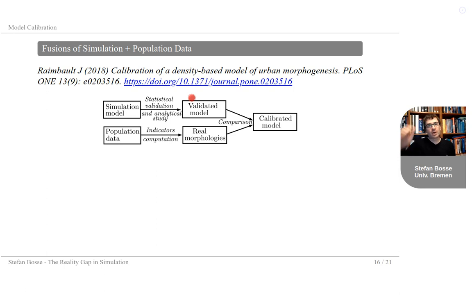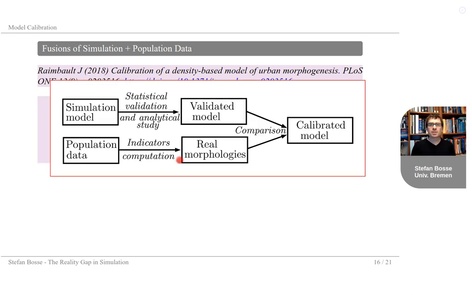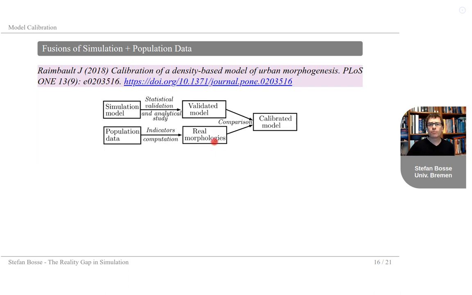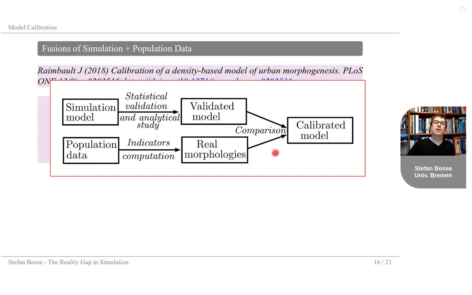So fusion of simulation and population data was already performed, for example here by Rainbow, calibration of a density-based model of urban morphogenesis. So we have a simulation model, we perform statistical validation, we have analytical studies that create a validated model, then we have population data, we have indicators, we have to compute indicators that mean aggregate variables, and we have real morphologies. And finally we compare it and make a fusion, and we hope we can create a calibrated model.